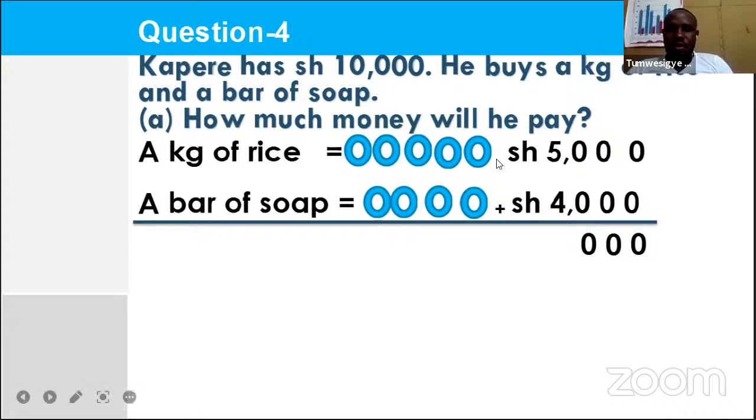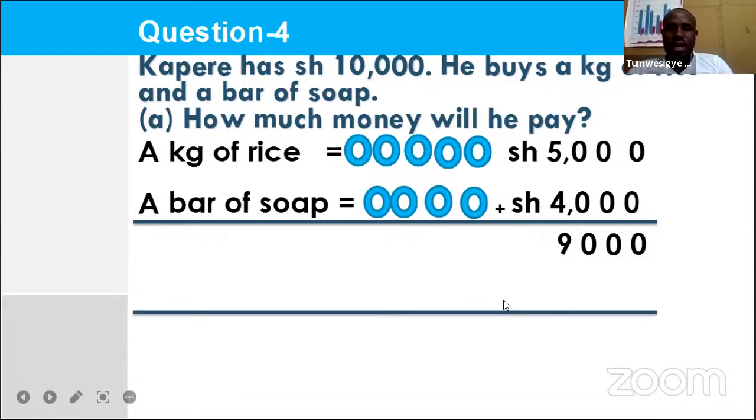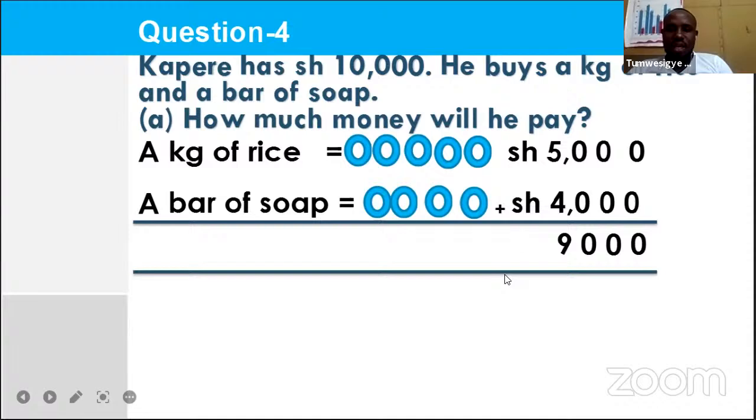Okay, we shall have 1, 2, 3, 4, 5, 6, 7, 8, and 9. And our answer here is 9. Okay, then we have to underline our answer here. And again, we put the shillings since we are handling money.